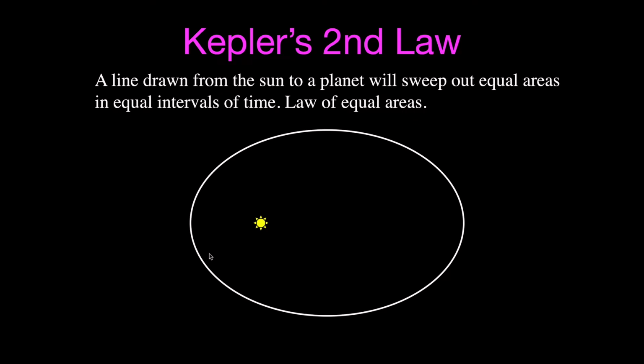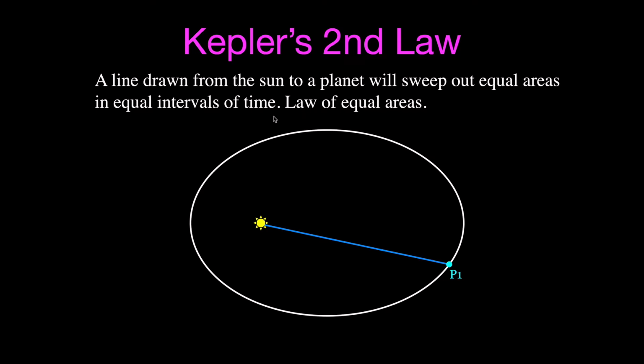Here we have our elliptical orbit around the sun, and this could be one of the planets or any of the planets, and let's just choose Earth. Let's say at some point in time, Earth is approximately right there. We're going to draw a line from the sun out to the Earth on its elliptical orbit, and we'll say the Earth is orbiting the sun in this counterclockwise direction, and you can choose any time interval you want. It could be a day, a month, a year, an hour, whatever you want to do.